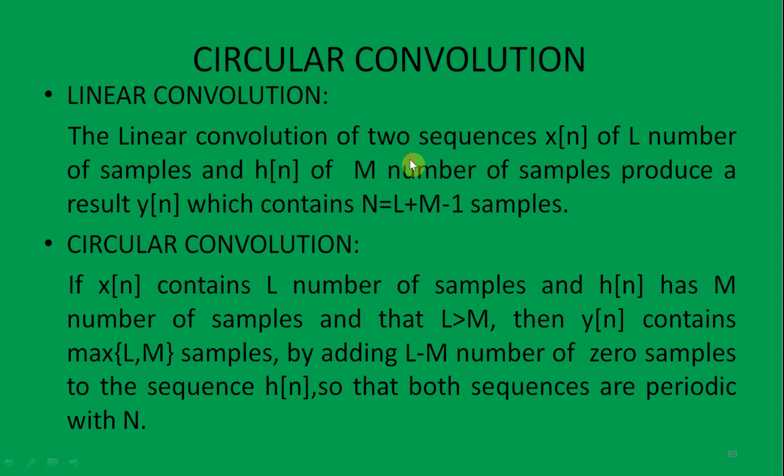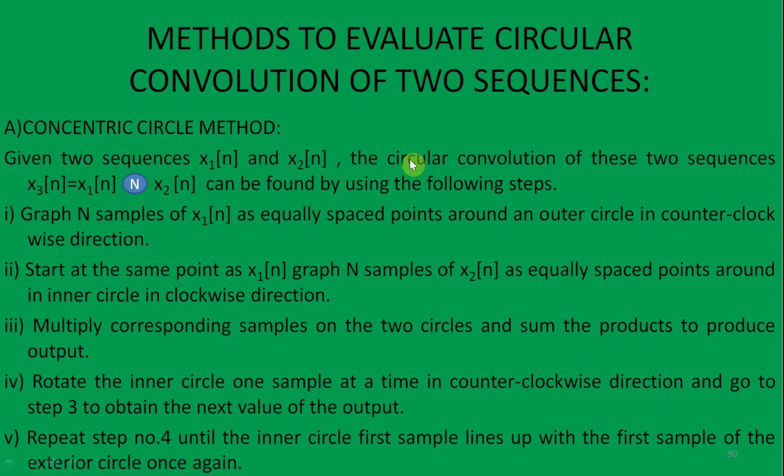Now, the methods to evaluate circular convolution of two sequences. Generally we have two different methods. One is the concentric circle method, another one is the matrix multiplication method. Concentric circle method means, if we consider two sequences x1 of n and x2 of n, let the convolution between these two be x3 of n, that is equal to x1 of n circularly convolved with x2 of n.